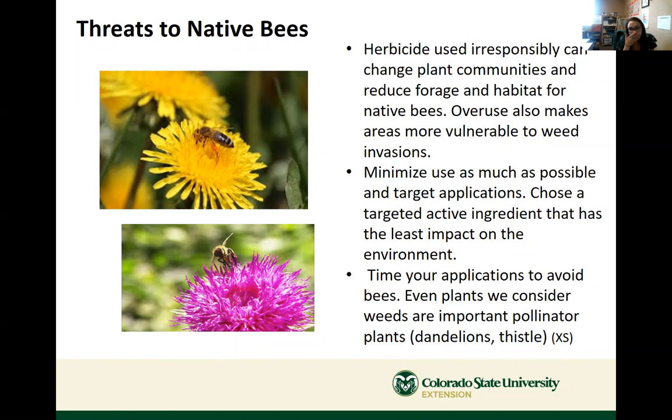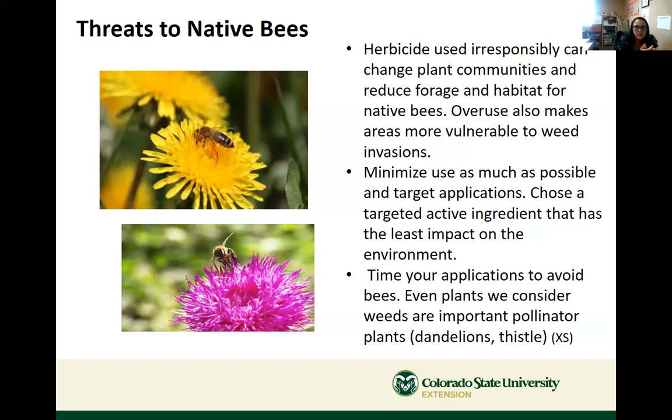So overusing herbicides also tends to make weeds come up a little bit more. So that's a thing to pay attention to. Minimize chemical use as much as possible. If you're trying to make a pollinator-friendly yard, that's step one. We really want to find other ways to handle our problems other than chemicals.